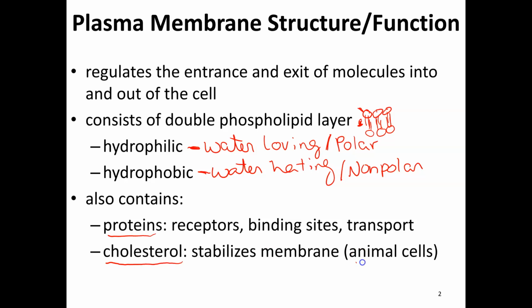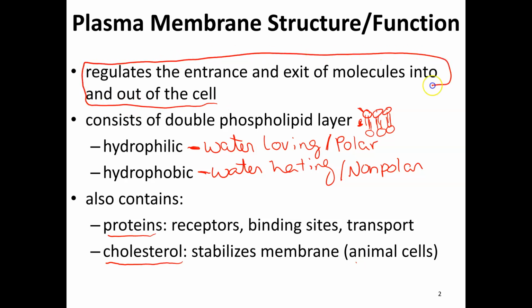So what is the major function of the plasma membrane? The major job is right here. It helps to regulate what enters and exits the entire cell. So it's basically like the bouncer at a bar. It's going to regulate what comes into and what leaves that cell.